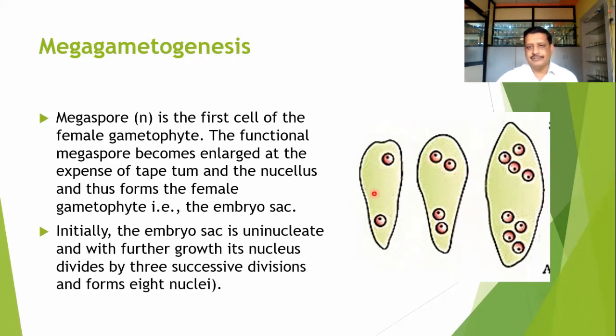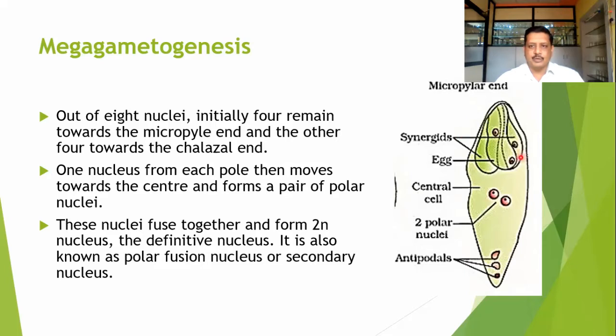Here is the first division, this one is the second division, and this is the third division, where you can find the 8 nucleated stage has been developed here. Now this end is the micropylar end, where you can find the 4 nuclei. They stay there at the micropylar end, and 4 shifts towards the chalazal end. So this end is the chalazal end, where you can find the 4 nuclei remain there.